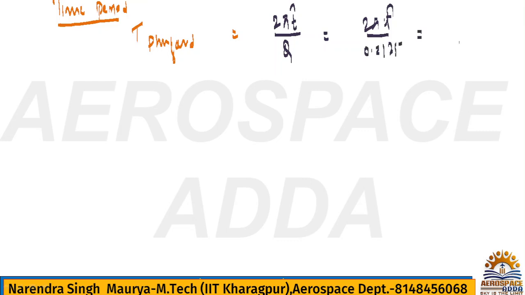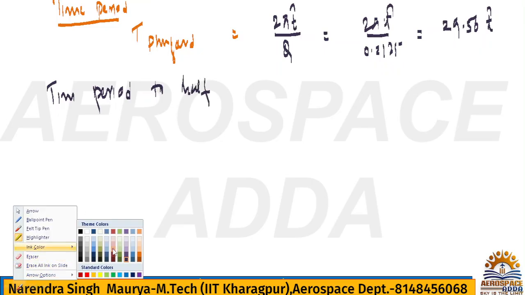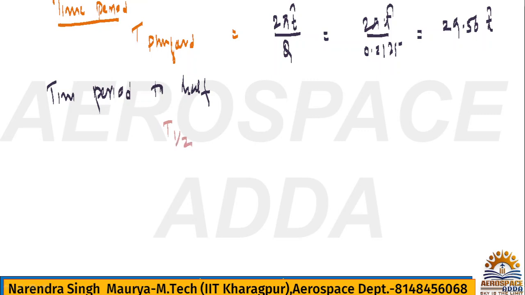If you solve, you will have 29.56 t cap, almost this value. Now, the next thing to calculate is the time period to half, or simply time to half. It will be denoted by t1 by 2, and this is for the phugoid, so you can keep ph here.